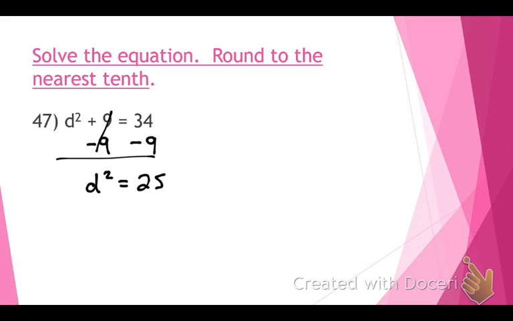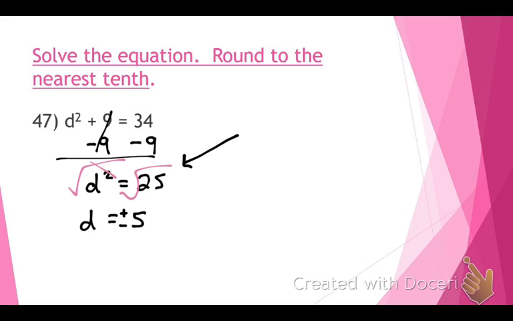25. How do I get d by itself? Okay, the opposite of a square is a square root, so I've got to do it to both sides. And what are you left with? Okay, mainly because right here we were the ones who introduced that radical, that's why we want to make sure we have not only is it a positive 5, it could also be negative 5.